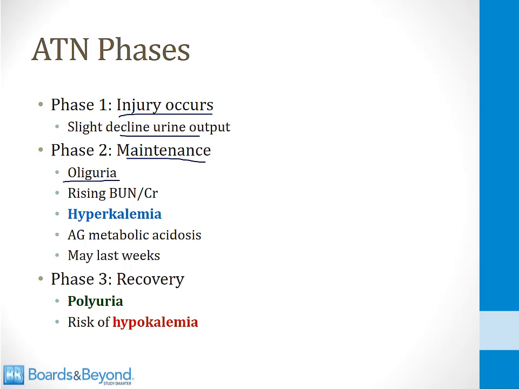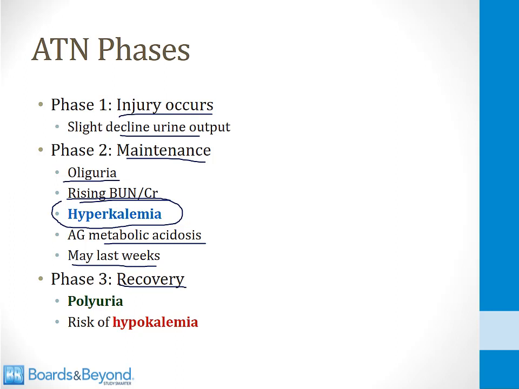There's oliguria, there's a rise in the serum BUN and creatinine, and importantly, in this phase, patients can potentially die from life-threatening hyperkalemia. In addition, there's an anion gap metabolic acidosis that occurs in this phase, and this may last several weeks. This is followed by the recovery phase, and when the kidneys begin to recover, they pour out urine.